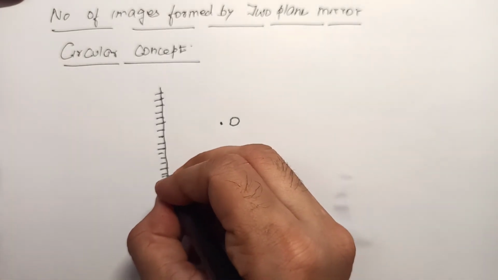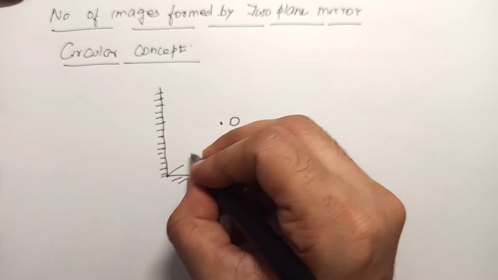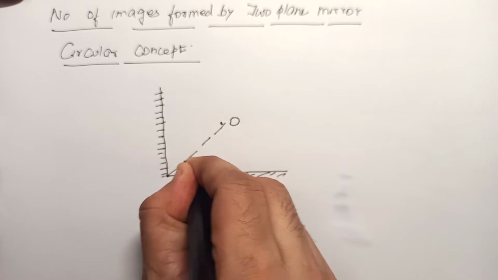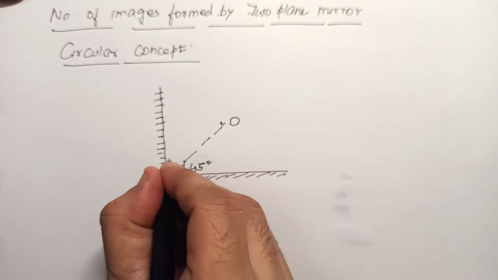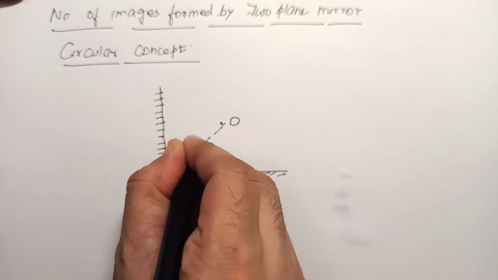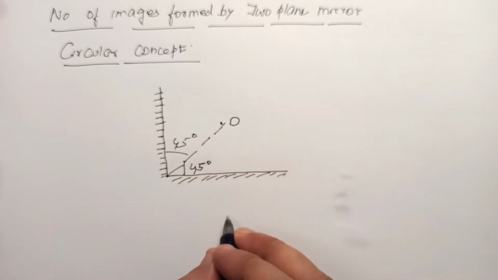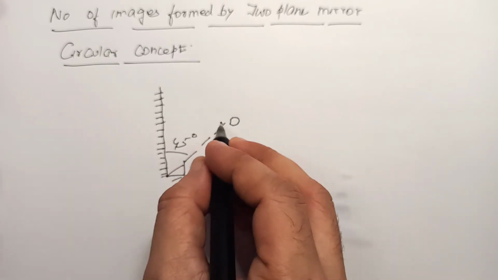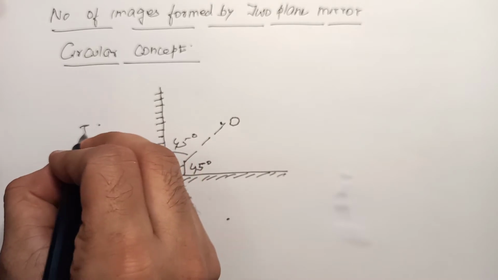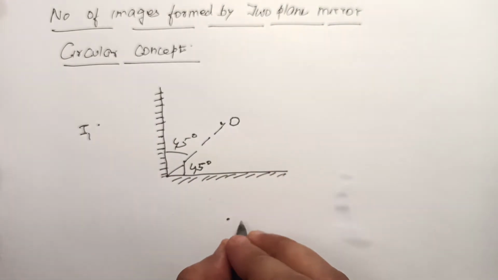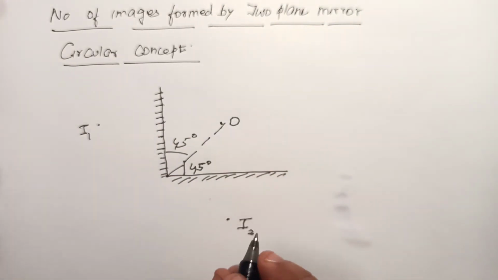Now let's say this object is at 45 degree. Okay, so it is at 45 degree. If we have to visualize how the whole scenario would be, it would be something as you see in the paper. Now the image of this would be somewhere here. This would be one image, I1. So this and this are equal, this and this are equal, so this is I2, correct?